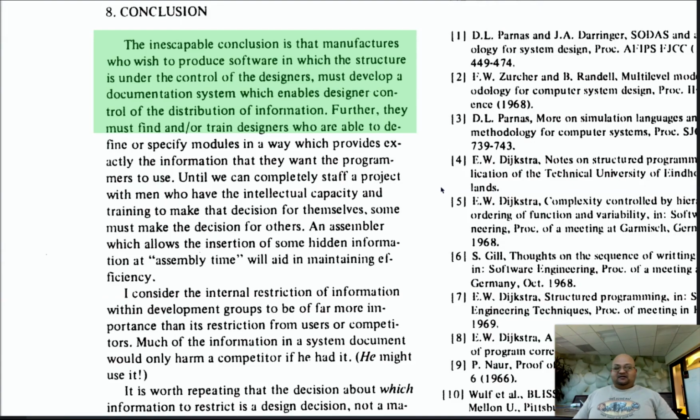So that was Parnas's paper on how we should control the flow of information in order to design better systems.